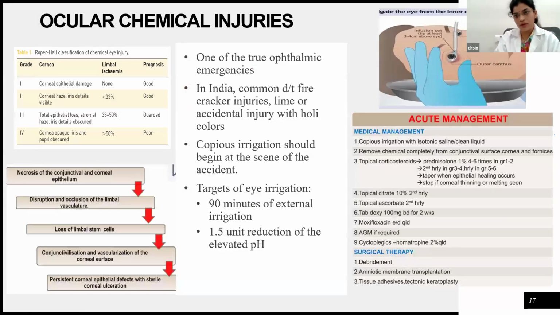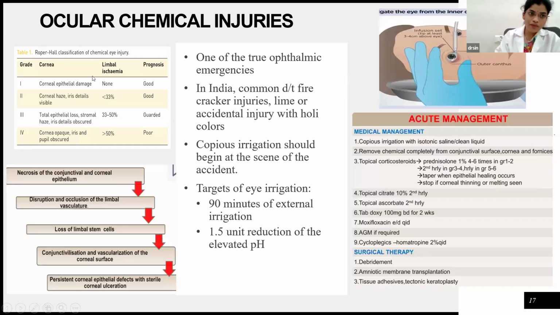So having spoken about the systemic toxicity, let us just see the ocular chemical injuries, because this is one of the true ophthalmic emergencies. And in India, it is common due to firecracker injuries, lime, or accidental injury with holy colors. Copious irrigation should begin at the scene of the accident. And the target of eye irrigation is usually 90 minutes of external irrigation or 1.5 unit reduction of the elevated pH. Litmus paper is usually used to check the pH of the cornea, and based on that, the irrigation should go on for as long as there is reduction in 1.5 units.